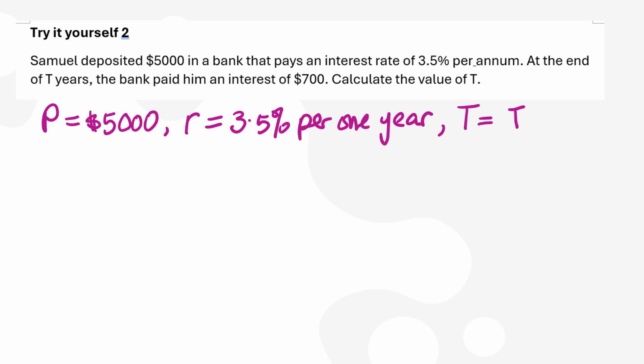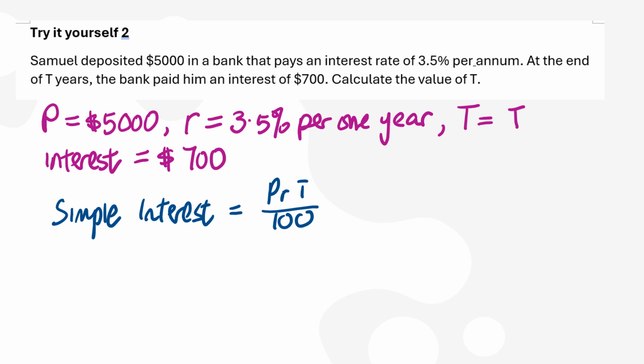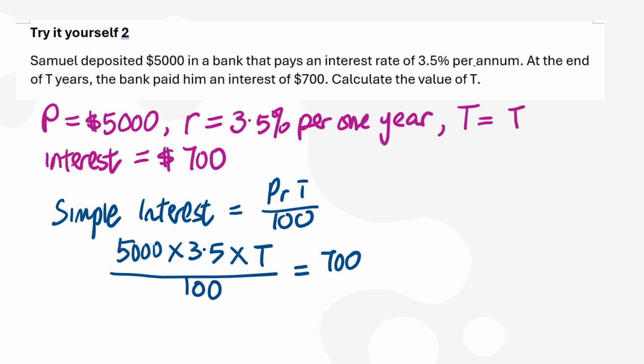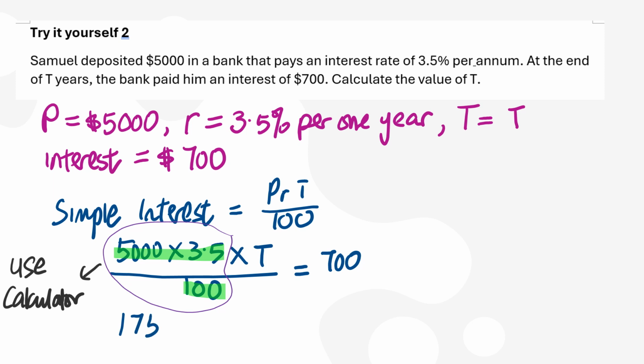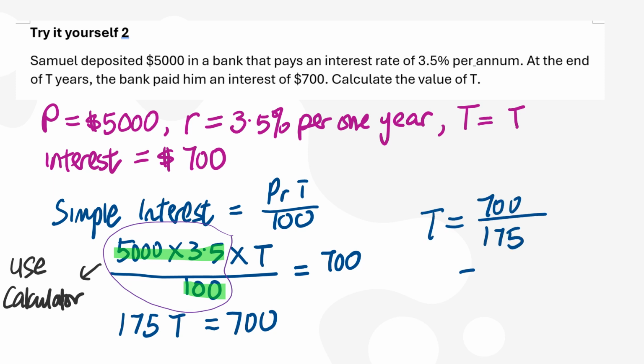And then the next thing is write down the formula to calculate simple interest, which is just PRT over 100. Plug in 700 for your simple interest. Plug in your values, 5,000 for your P times 3.5 times T, which is unknown, over 100. And then basically you just use a calculator to work this value out. It comes out to be 175T equals 700. To find the value of T, you just divide both sides by 175. So this is how you do these questions.